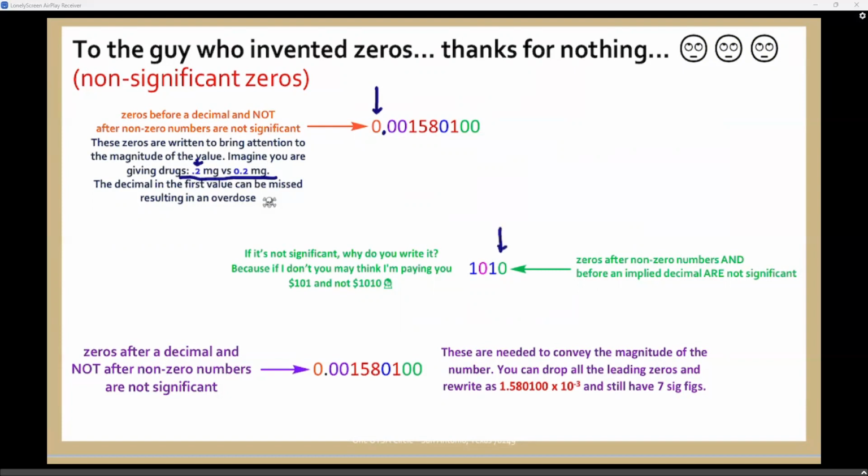Zeros that are after non-zero numbers, but written before an implied decimal. Again, we have to write the zero because if I'm paying you to do my yard, I need to write that zero so that I know to pay you $1,010 versus 101, okay? But again, that's not a measurement, okay? If it was a measurement, we would only be certain to here in terms of my precision, okay?